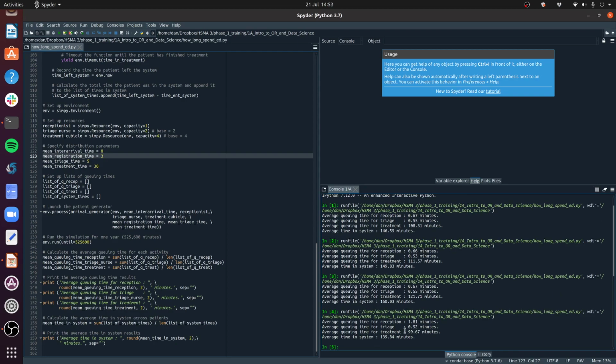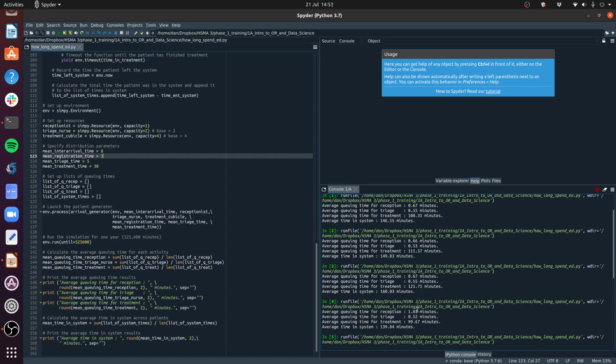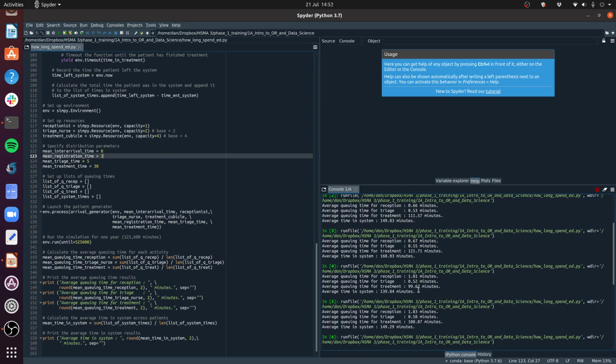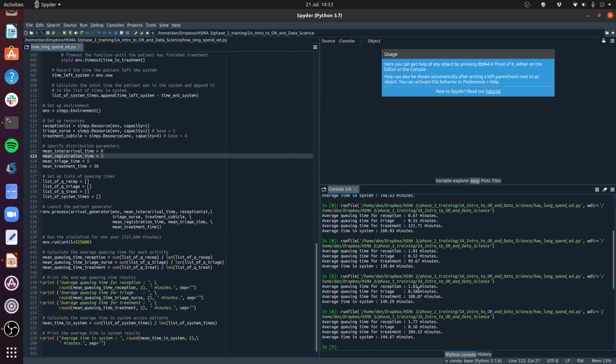So 140 minutes. So actually, it's not a huge difference. It's about the same as we're seeing before. In fact, that's likely to be natural variability. Again, we're getting just under 150, the same as we were before, because actually we're lengthening the registration time. So it should, if anything, make the time in the system a little bit longer. But it doesn't seem to have had a major impact on the results.